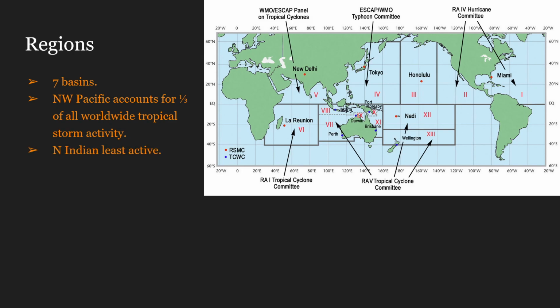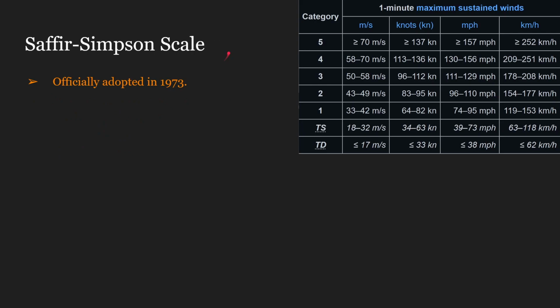Also note that not too far away is the Northern Indian Basin, which is Area 5 or V on this map here. This region is the least active, and in the region below this, Area 6, we have Cyclone Freddy, if I'm not mistaken, still going on at the time of recording, which happens to be March 18th. So we are going to jump right into the scales.